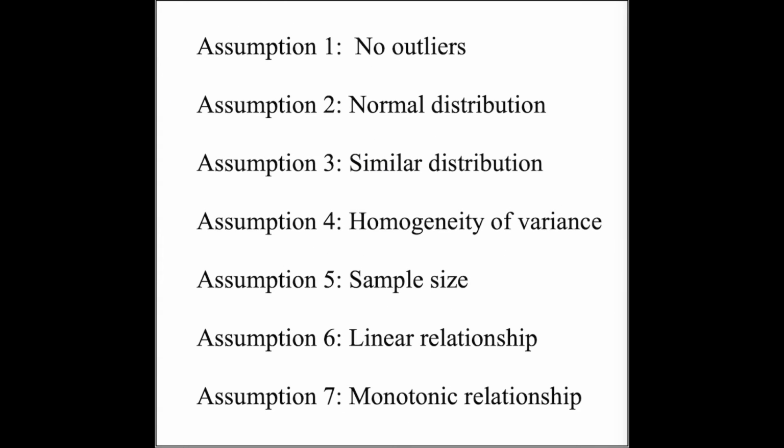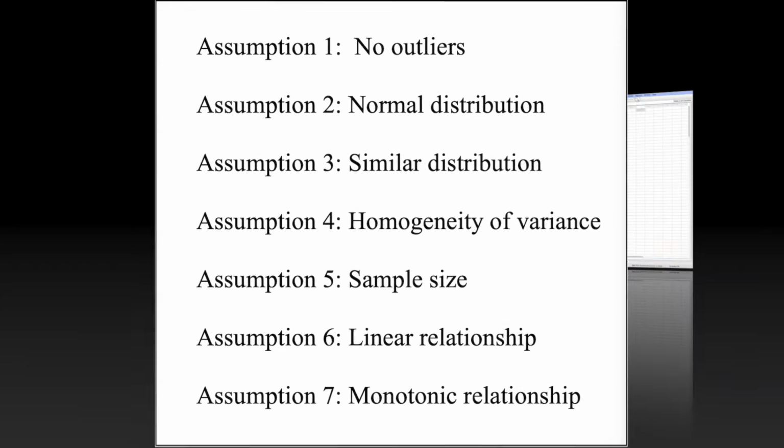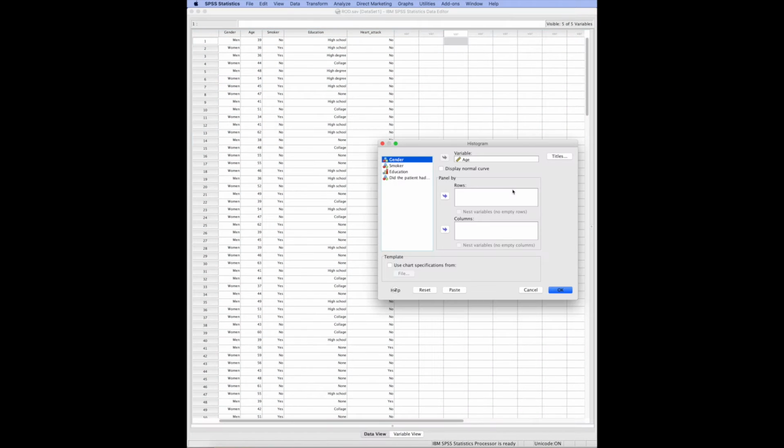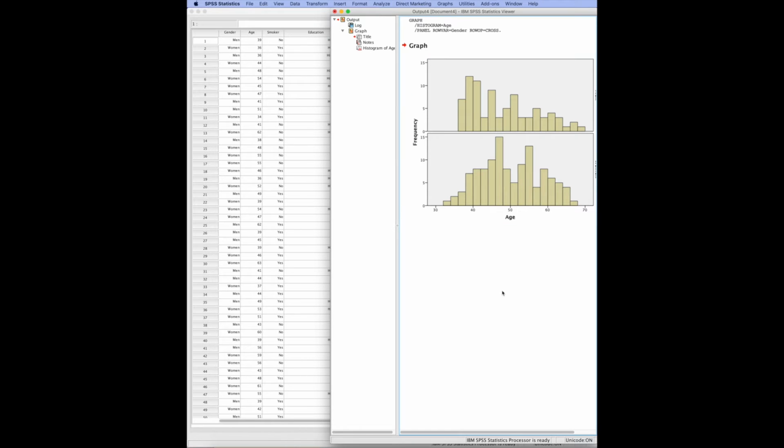Assumption 3. Similar distribution. Tested visually via histograms. Draw a histogram for both variables and check if they are similar, regardless if they have bell-shaped distribution.